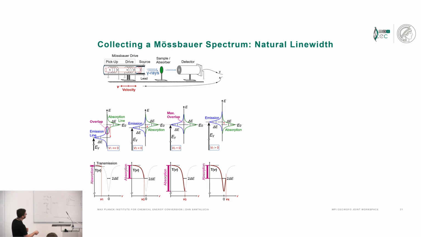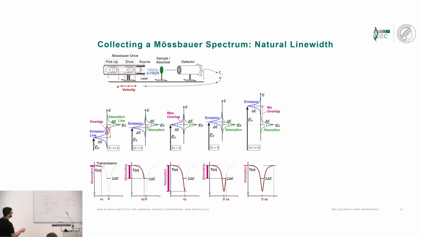And then we keep scanning until we end up on the other side of our Lorentzian. But what I want to point out is that, remember I told you about the natural line width of a given emitter or absorber? The experimental line width is twice that amount because you're dealing with two of them overlapping as they scan up past each other. So the absorber one doesn't change. We're modulating the energy of the gamma ray source only.